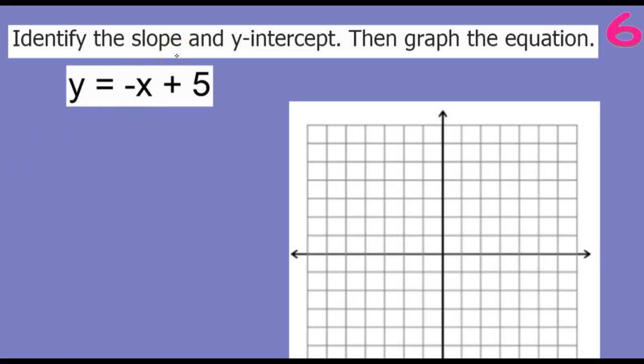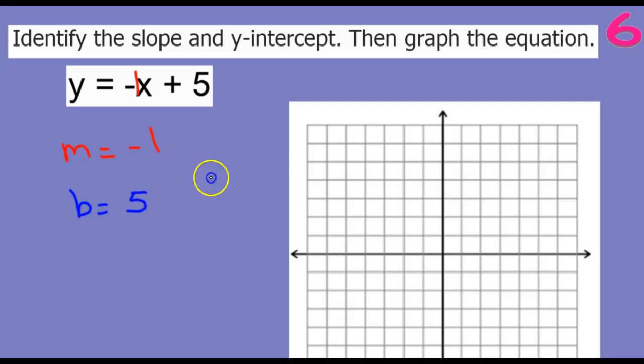This one says identify the slope and y-intercept and graph the equation. So we're just going to do this one more time. Here we have a negative x. We know that if we just have an x by itself, or a letter by itself, we can put a 1 there. So our m comes before the x, so we get negative 1. And our b is what's left, which is 5.